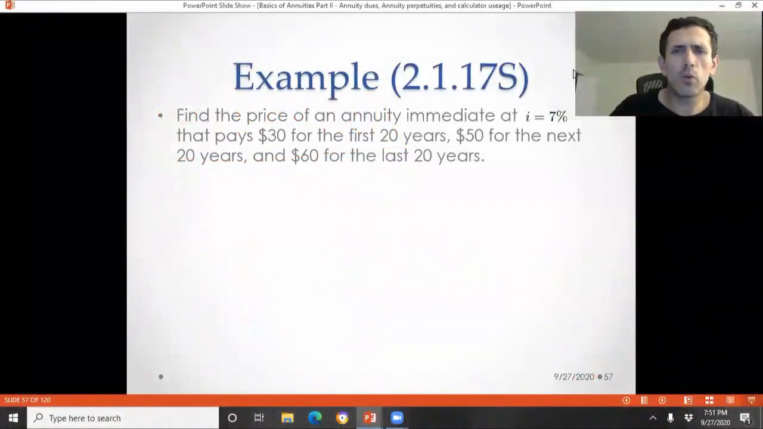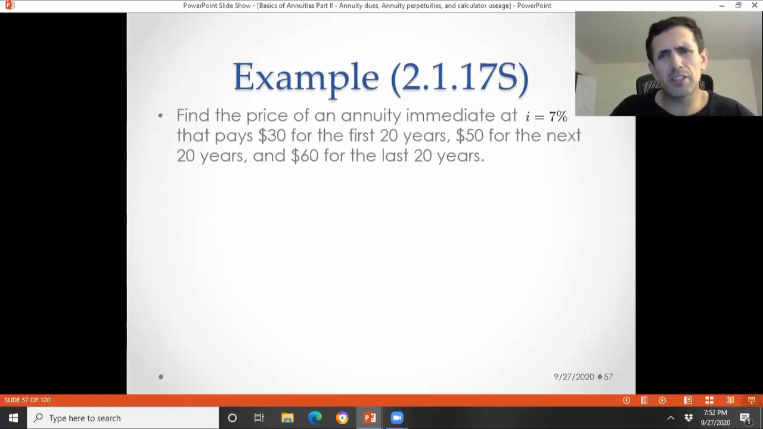Hello, everyone. What I want to do to finish up this video is do an example similar to 2.1.17 in Broverman's Mathematics of Investment and Credit. This actually is a little more simple than this problem, but it's similar. And this problem in the book is a former exam FM problem, so this concept is very important.